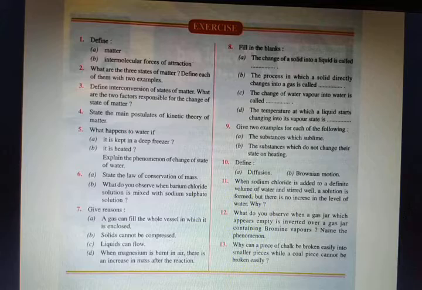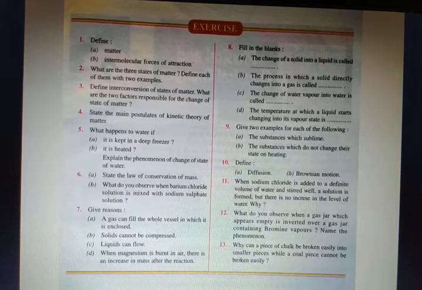Coming to the next, question number 11. Sodium chloride is added to a definite volume of water and stirred well. A solution is formed, but there is no increase in the level of water. Why? For an increase in the level of water, a substance has to replace a certain volume which water has occupied within the container. If that additional substance does not take up the volume which water has taken up, definitely the water will not rise.